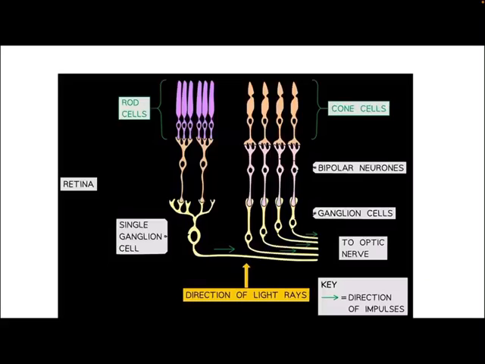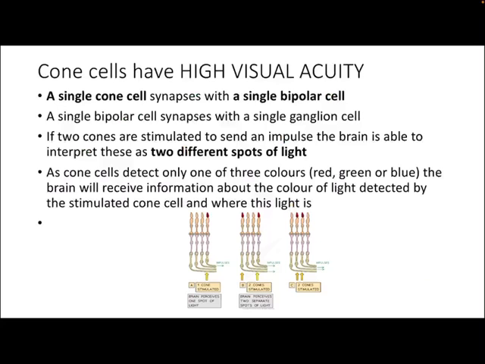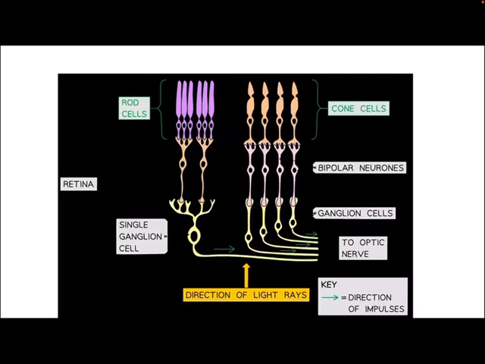Our cone cells synapse with a single bipolar cell. The single bipolar cell synapses with a single ganglion cell. So if we go back to the previous slide, we can see that on the cone cells on the right, each has its own bipolar neuron, and each bipolar neuron synapses with its own ganglion cell. So this is going to have much better acuity than our rod cells.